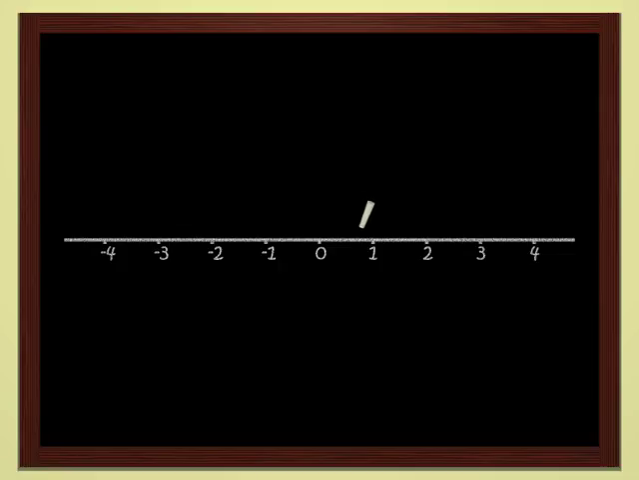Here is a red point on the line and another blue one. Let's add these 2 points. We get the green point. 1 plus 2 equals 3. When the red and blue point move, the green point, which is their sum, must move too.